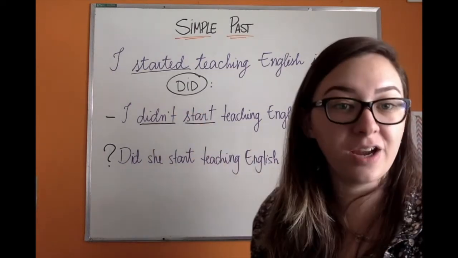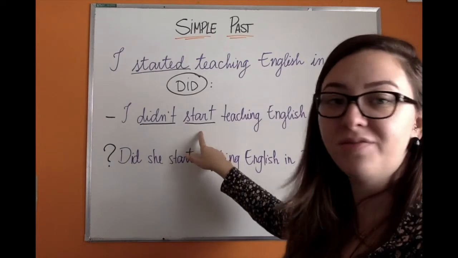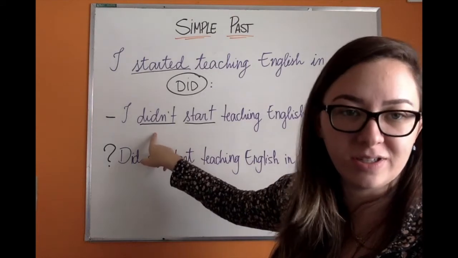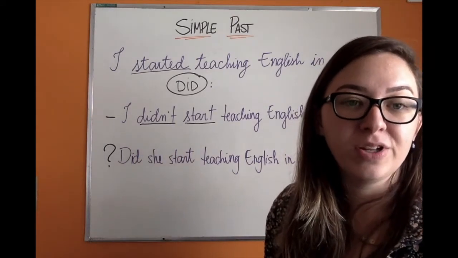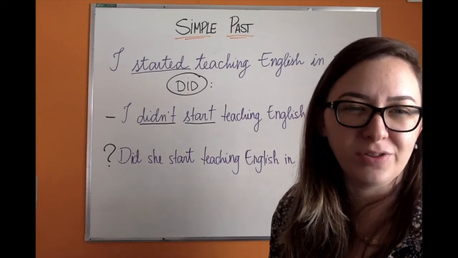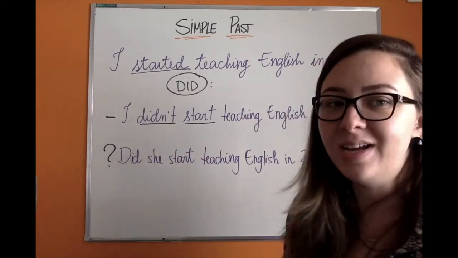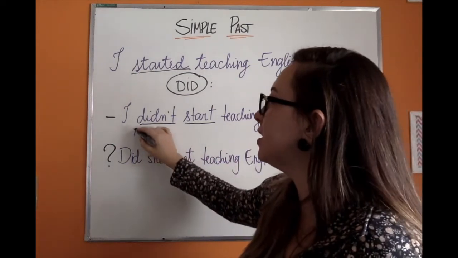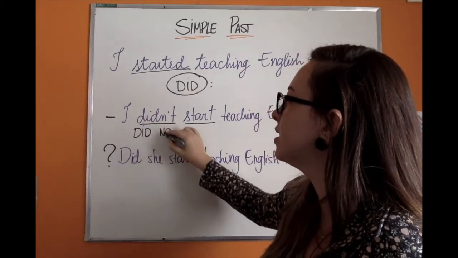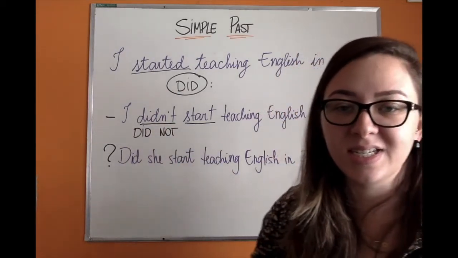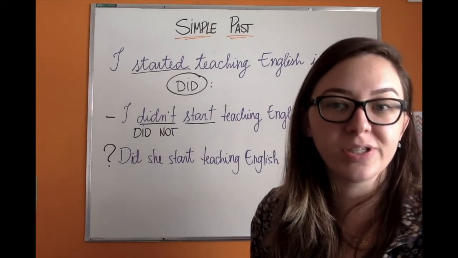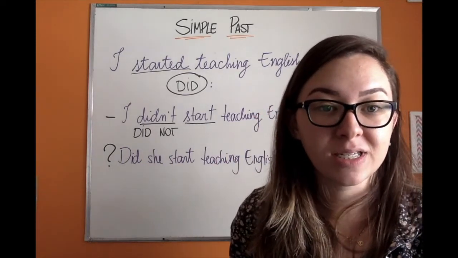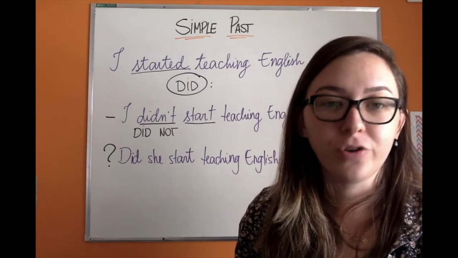Now, the auxiliary verb is in the past. So my main verb is in the basic form. I don't change the main verb when I use the auxiliary verb. It's the same idea as the present simple with the s of the third person. So, I didn't start teaching English in 2009. Didn't is the same as did not. So didn't is the contracted form. You can use either the contracted or the other form. But remember, when you write something formal, you don't use the contracted form.